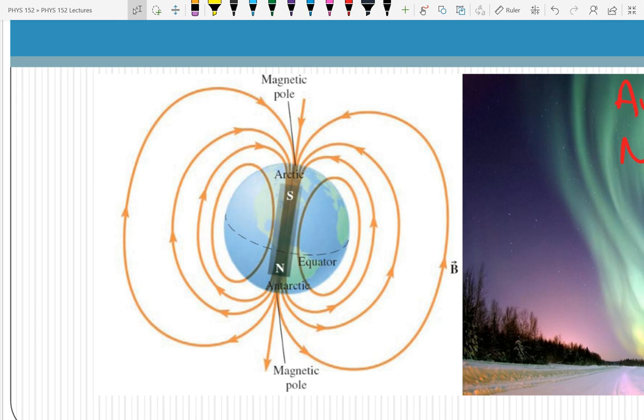Now, the magnetic fields we'll see is a more complicated situation. We will, in this class, never get to the point of talking about the force between two magnets. It will always be the force on a particle due to a magnetic field.